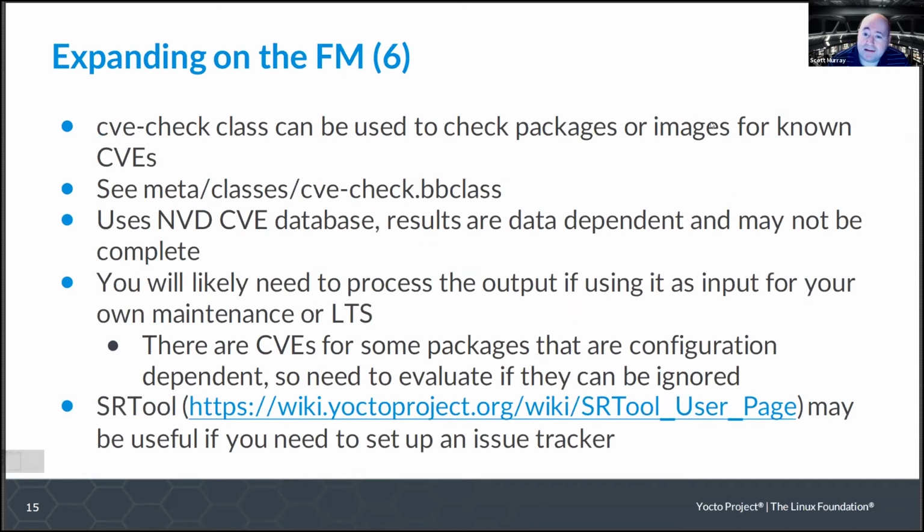The other item from the OWASP Top 10 was out-of-date packages. One of the things available in OE core is the cve-check class. It can be used to check for CVEs, which is the classification system for security vulnerabilities. For the most part, the documentation for that is to go look at the class in OE core. In Poky, that would be in meta classes, cve-check.bbclass. Note that it uses the NVD database, so the results are data dependent and may not be complete.